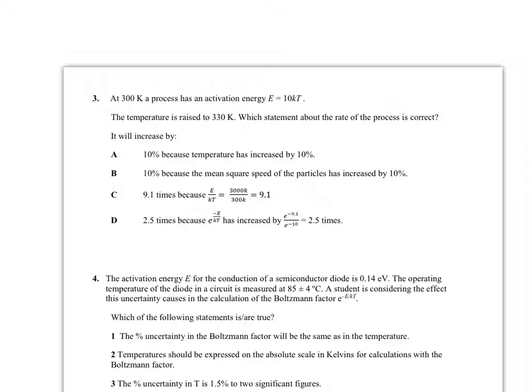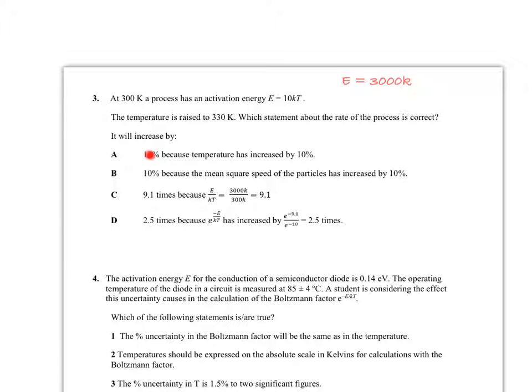Question 3, we're told the following information, right? We're told that at 300 Kelvin, a process has an activation energy which is equal to 10 times k, the Boltzmann constant, times by the temperature, so times by our 300. So if we do 300 times 10, we end up with 3000 k. So our energy is 3000 k. That's our activation energy. We're then told the temperature is raised to 330 Kelvin. What statement about the rate of the process is correct?